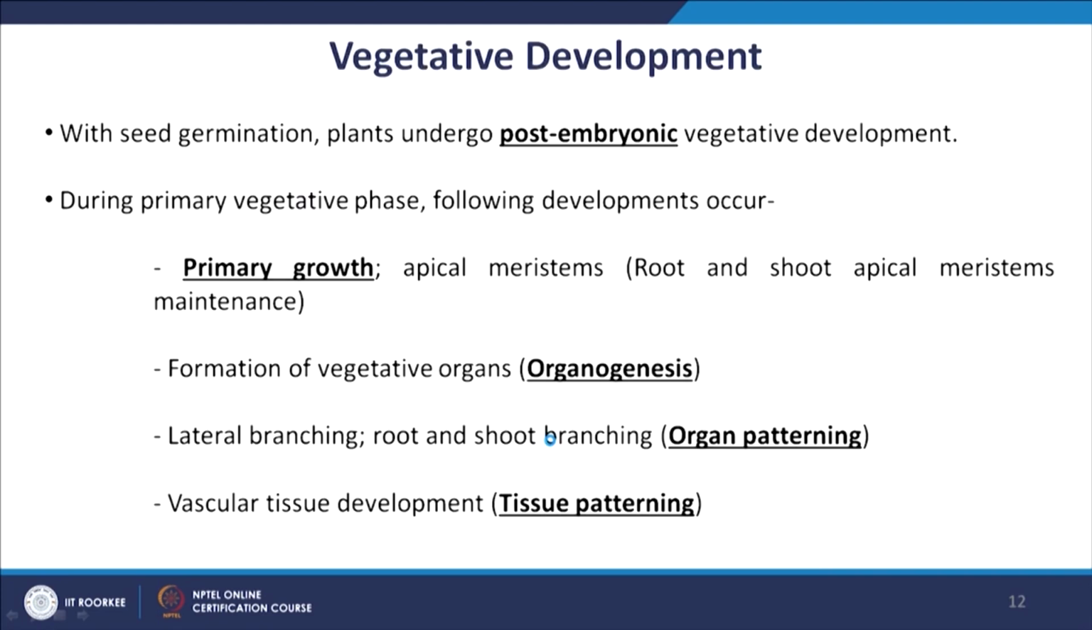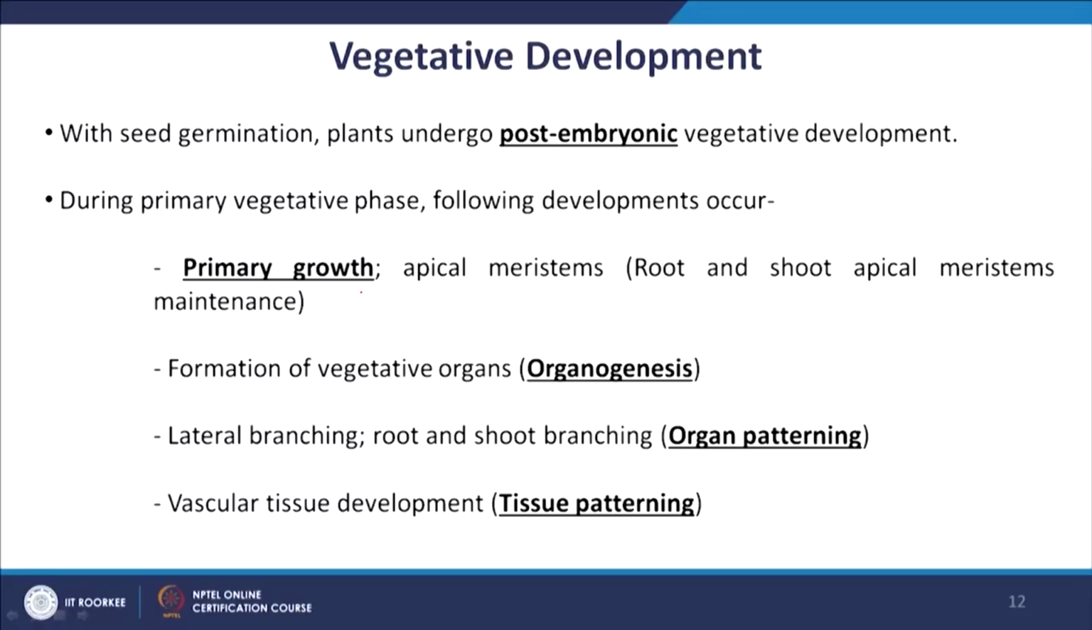This starts with seed germination, and once you put seeds for germination, plants undergo mostly post embryonic vegetative development. During the primary vegetative phase, the following developments occur. First, a very important thing is the primary growth, which occurs at the apical meristem, both shoot apical meristem and root apical meristem. For continuous growth, it is very important that the plant always maintains both the meristems throughout its life.